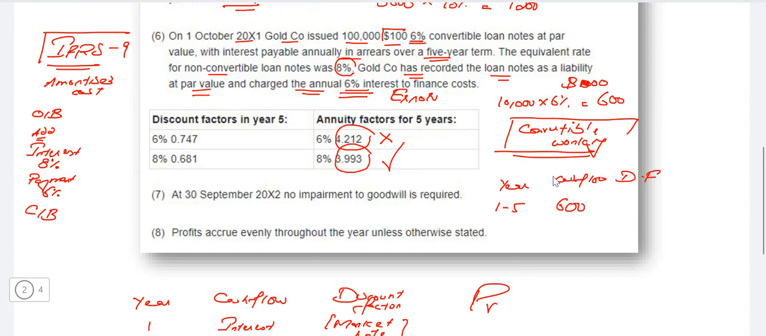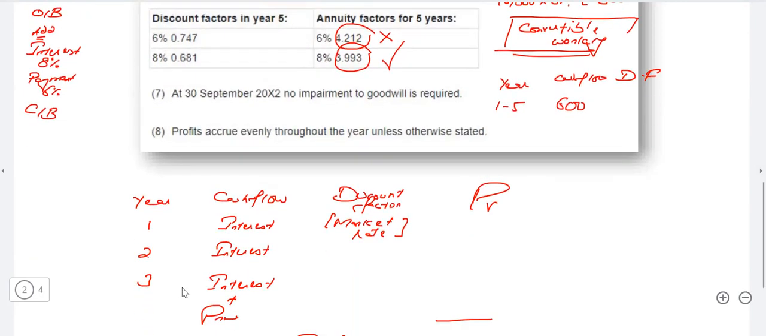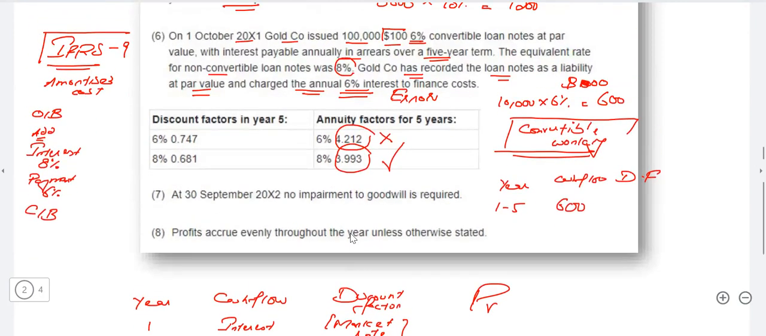Then we take the discount factor. Because from year 1 to 5 the cash flow is the same, we are not supposed to write 1, 2, 3, 4, 5. If there is the same cash flow for a specific number of years, we take the annuity factor, which is 3.993. So this will be in years 1 to 5. And then in year 5, there would be the principal amount of 10,000 that would be returned. In the 5th year, the discount factor is 0.681.